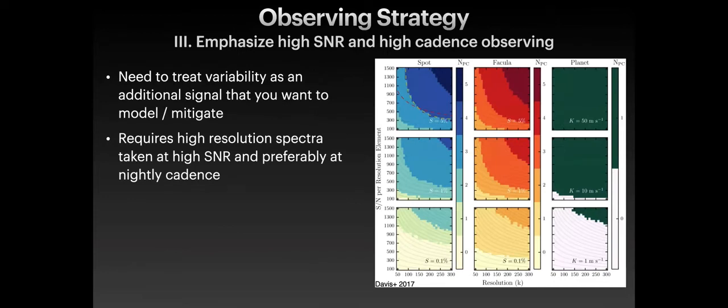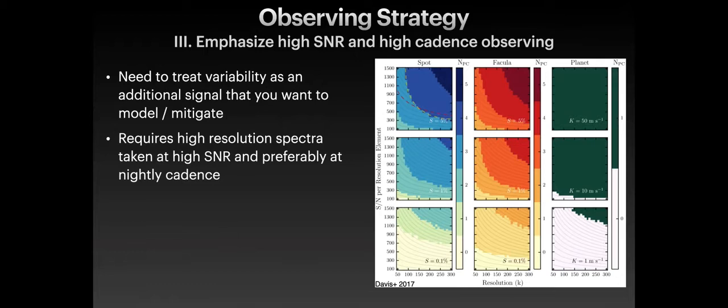Now, even in cases where your observing strategy can't average out or mitigate stellar variability, you can still try to make sure that the data collected has all the right characteristics to help you model the variability after the fact. In particular, that means you want to aim for high resolution and high signal to noise observations.